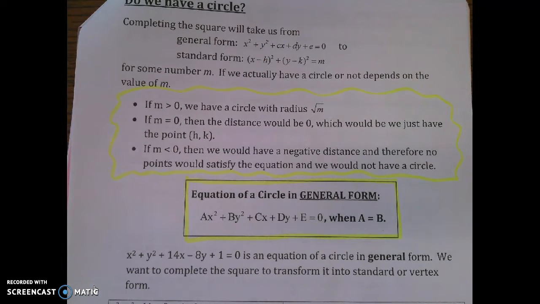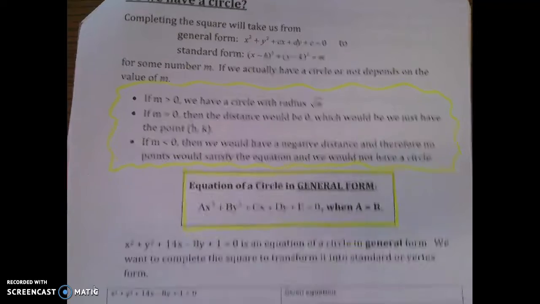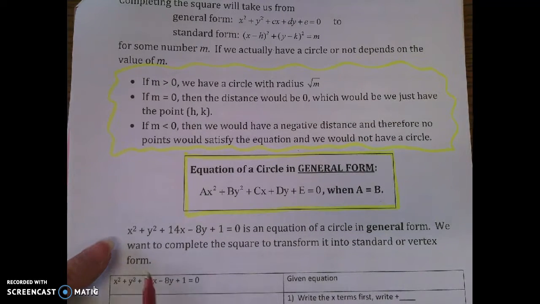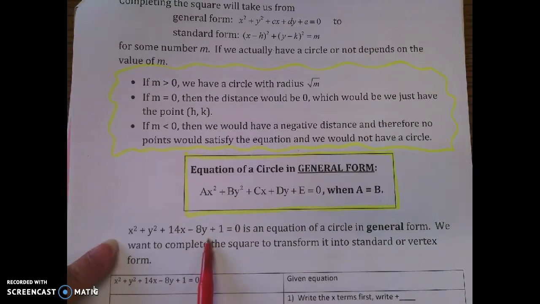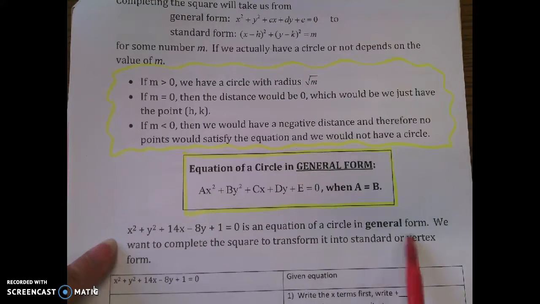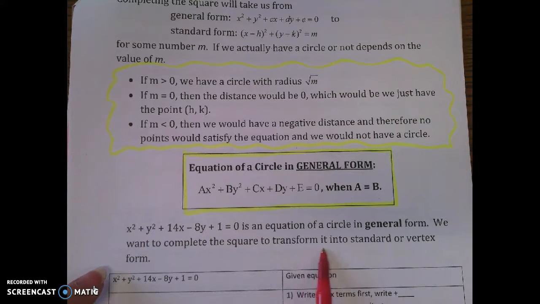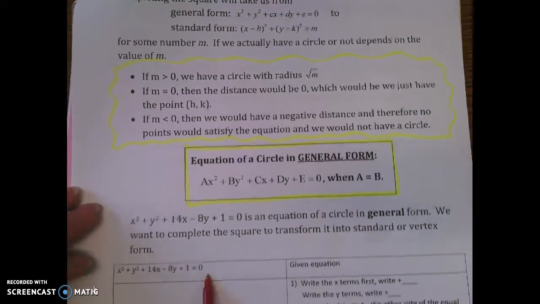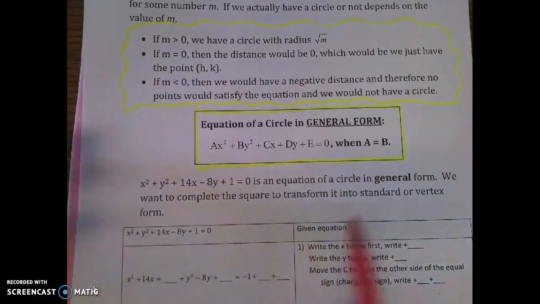So let's review how you complete the square. I'm going to start with a random equation: x squared plus y squared plus 14x minus 8y plus 1 equals 0. This is the equation of a circle in general form. We want to complete the square to transform this into our standard form or vertex form. Here's that same equation written again.